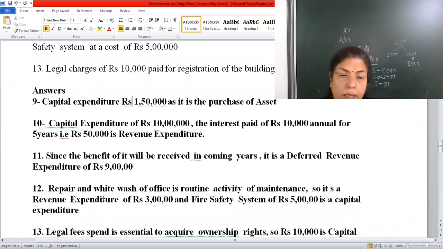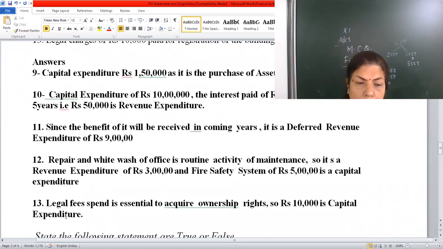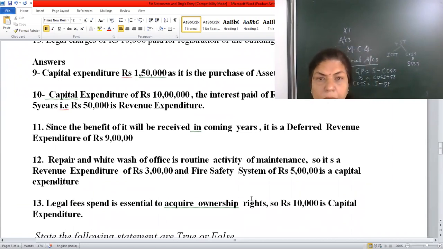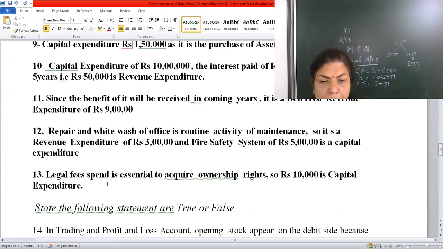Then the benefit of the advertisement we will receive in many years, that's why it is deferred revenue expenditure. Now, repair and whitewash is routine activity of maintenance. It's a revenue expenditure. But the fire system is a capital expenditure, because that will give the benefit for many years. Okay. Now, legal fees spent is essential to acquire ownership right. So, rupees 10,000 is capital expenditure.